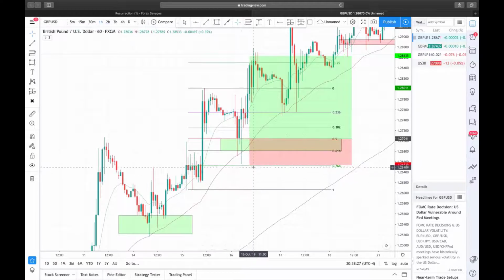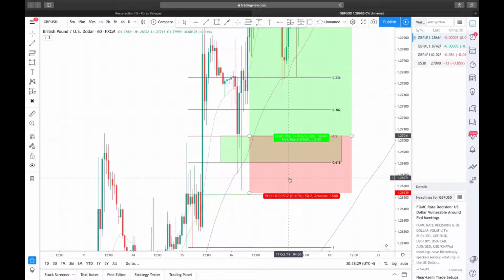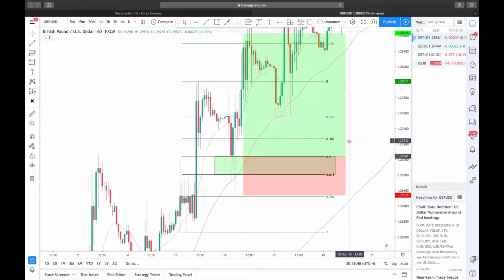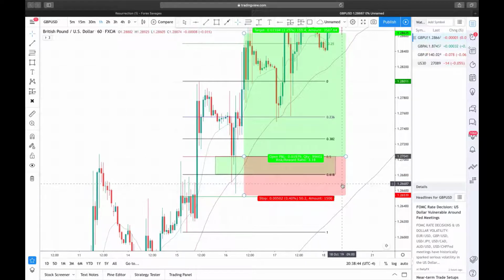Ooh, we were really close on that too. We were like 1 pip off our stop. Jesus Christ. That's 3 pips. Anyways, we were really close on that right there. But guess what? We were able to execute and we got it.